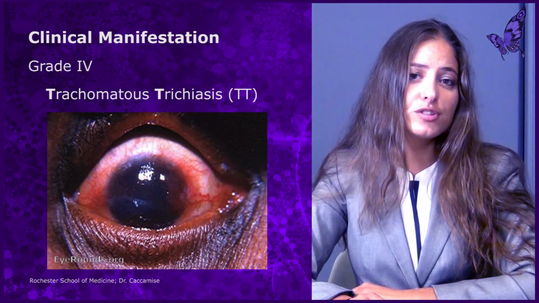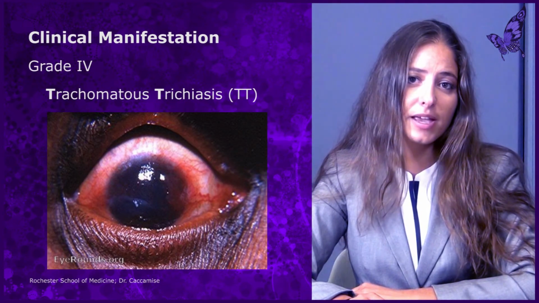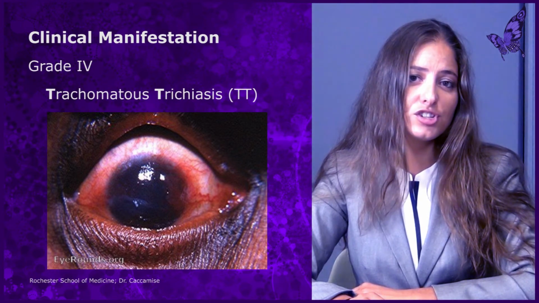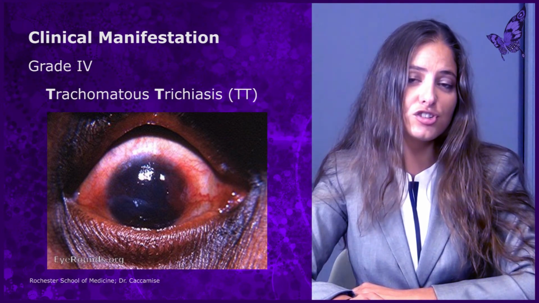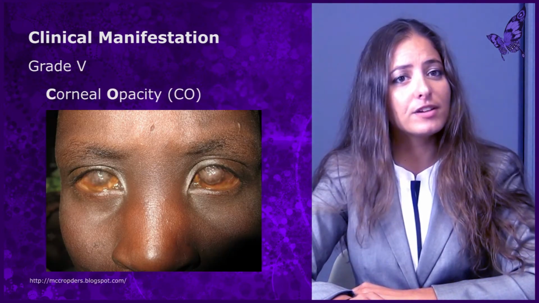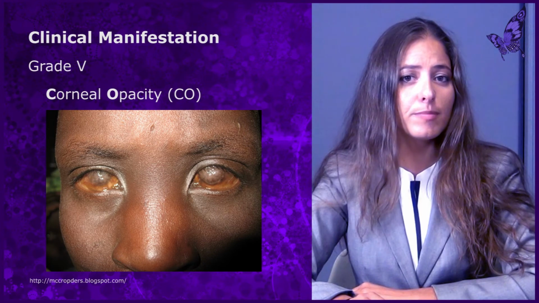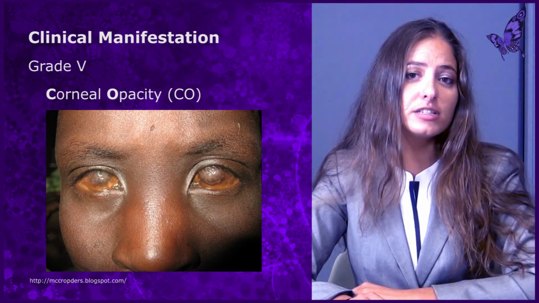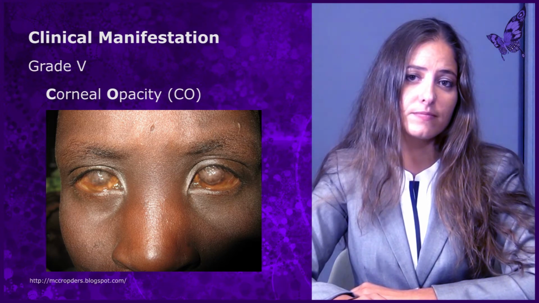In patients with untreated trichiasis, an expanding pannus of intense, edematous, and highly vascularized tissue develops and progresses to corneal opacification as shown here. And finally, grade 5 is characterized by corneal opacification from continuous mechanical injuries which lead to visual impairment. Trachoma is usually diagnosed clinically.